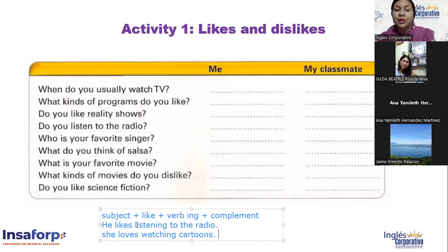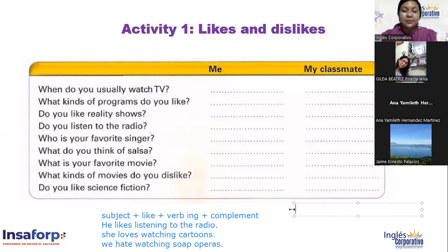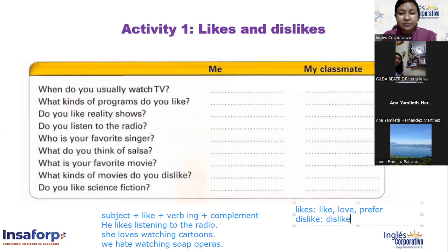Why? Because we have two verbs here, but one is functioning as a noun. He likes listening to the radio. A él le gusta escuchar la radio. Ella ama ver caricatura. Another one: we hate watching soap opera. Especially with the verbs that express likes and dislikes. To express likes, we use the verbs like, love, prefer. And to express dislike, we use dislike, hate, or don't like.